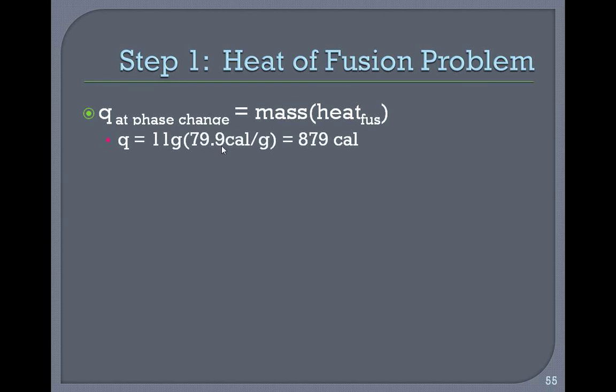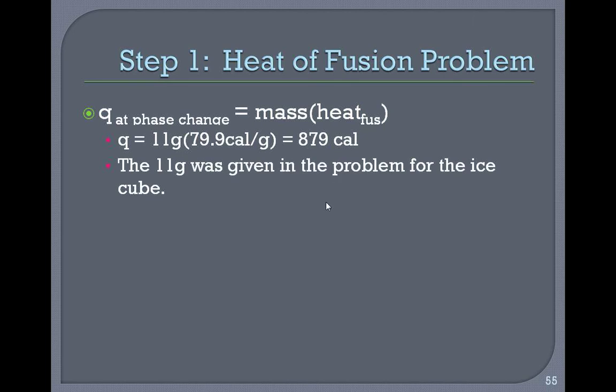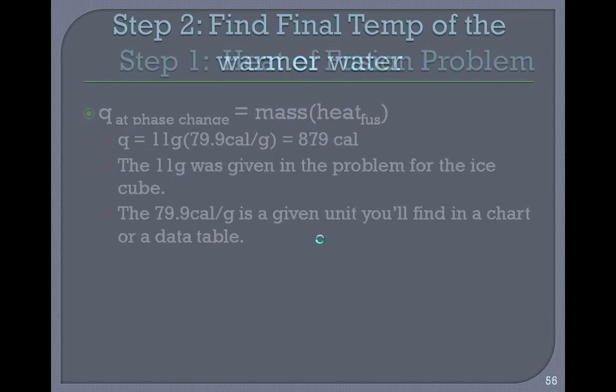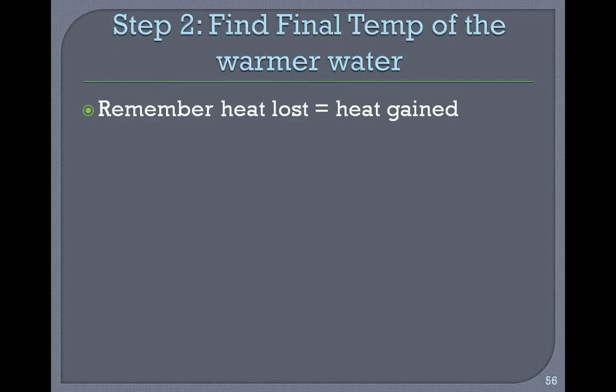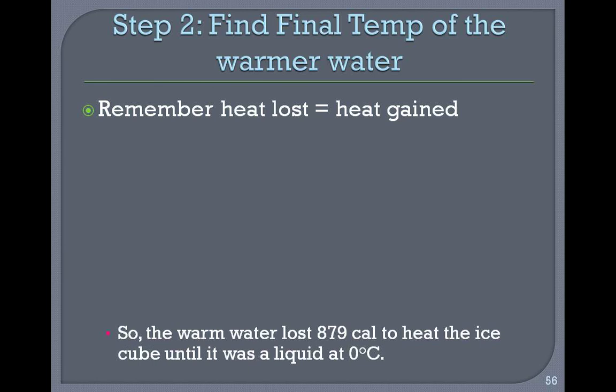So Q at the phase change is mass times the heat of fusion. And so we get the mass, 11 grams, times the heat of fusion, which is 879 calories. So the 11 grams was given in the problem for the ice cube, and the heat of fusion was also given.